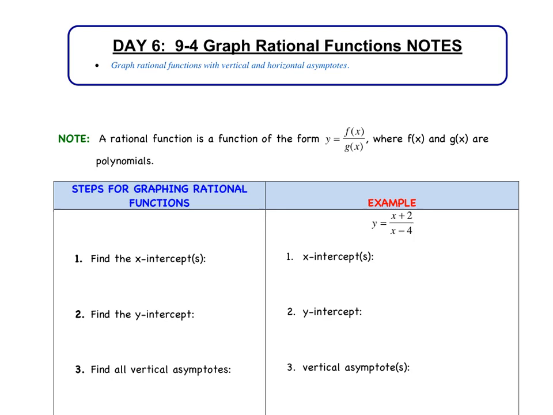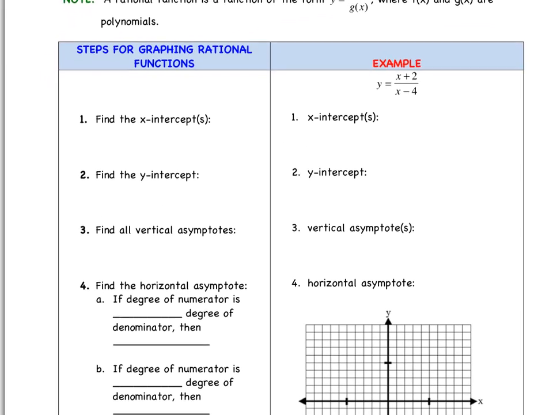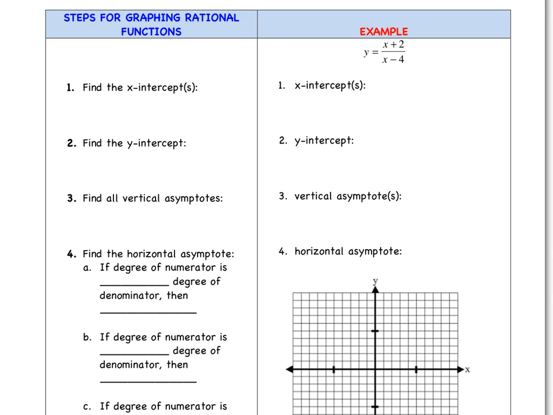Okay, let's get started. So, steps for graphing rational functions. We're going to talk about the steps and then walk through an example at the same time. The first thing we're going to need to be able to find are x-intercepts, y-intercept, vertical asymptotes, and horizontal asymptotes. So there's a couple more requirements for these rational functions.